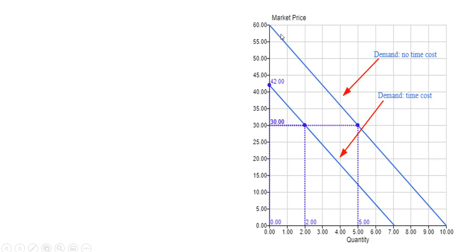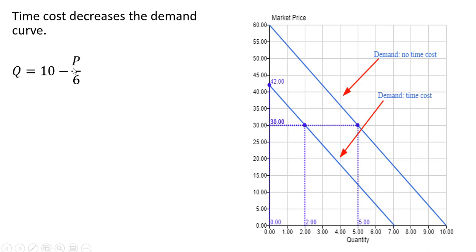So we're going to look at the demand curve, or derive the demand curve, when we have no time cost, and then the demand curve with a time cost. And as you can see from this diagram, time cost decreases the demand curve. So here's our original demand equation without time cost. So we're going to graph this to get our demand curve.